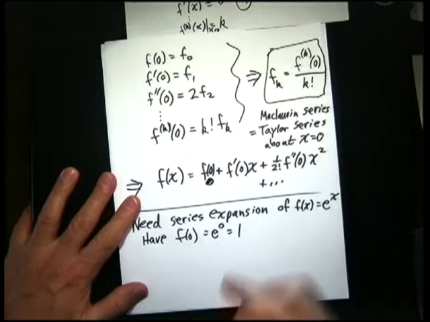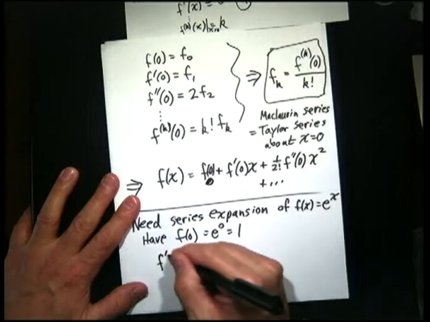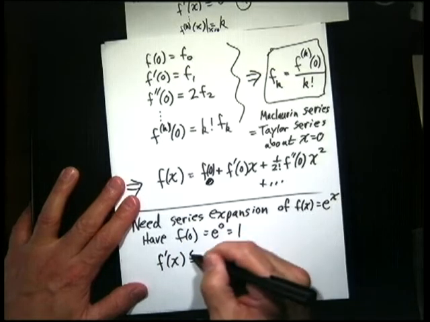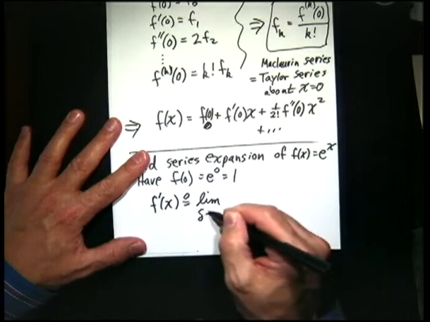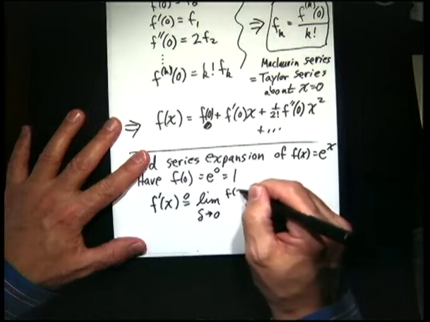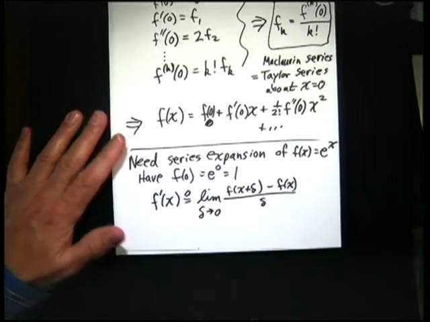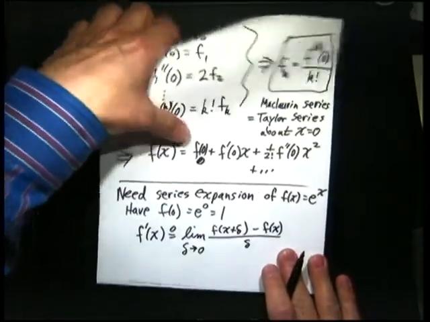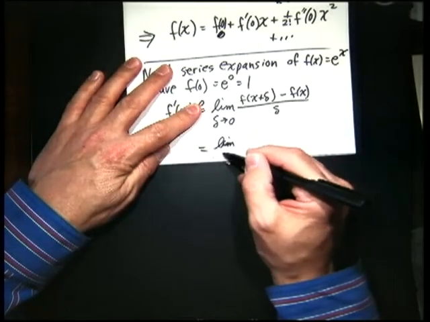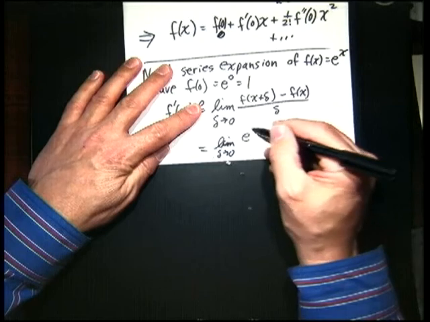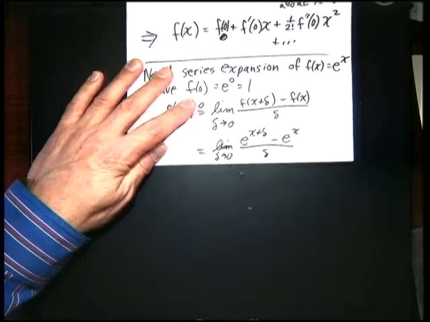But what about f prime? What is f prime of x? Well, by definition, that's the first derivative. So that is the limit, as delta goes to 0, of f of x plus delta minus f of x over delta. And we can plug in now f of x equals e to the x and see that it's the limit, as delta goes to 0, of e to the x plus delta minus e to the x over delta.